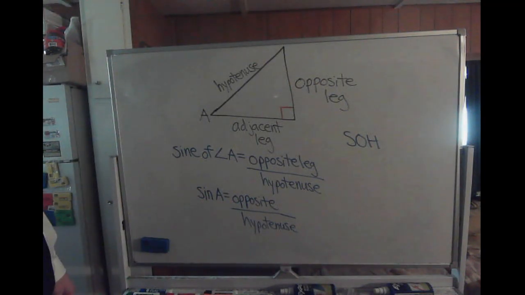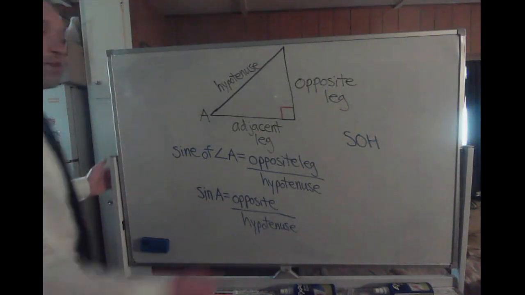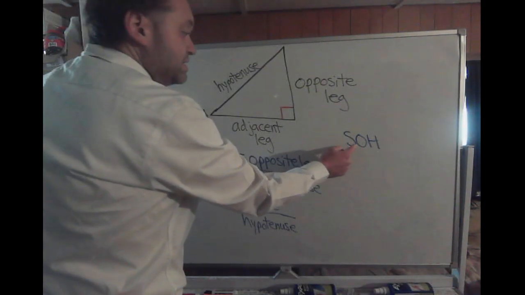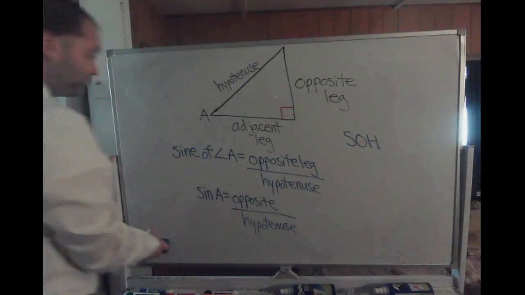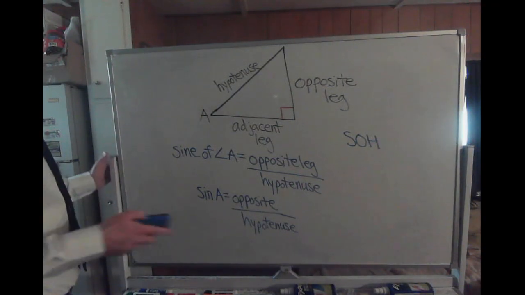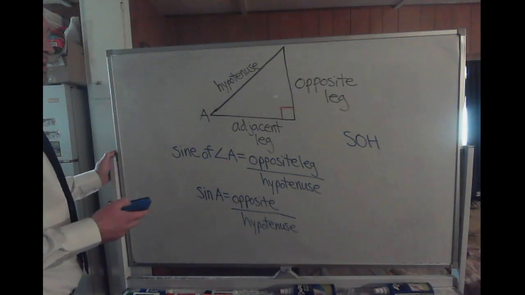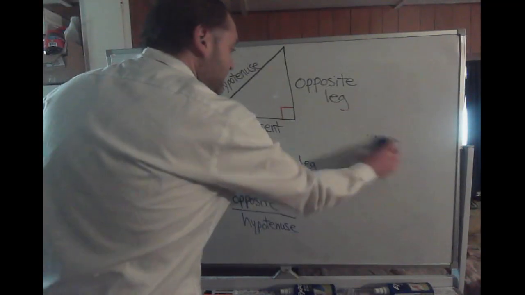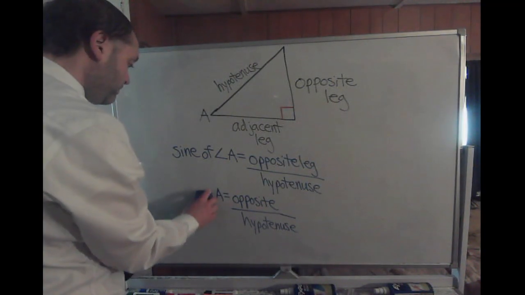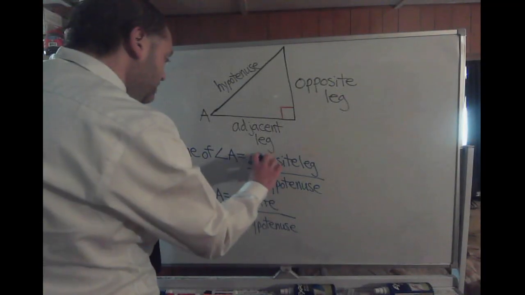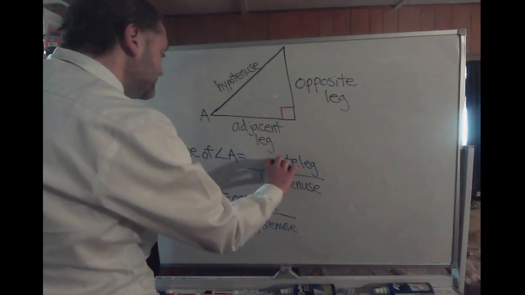If you want to remember sine, remember the acronym SOH. Sine, opposite over hypotenuse, for SOH. So that's the sine ratio. And then we're going to talk about the cosine ratio, which is sort of similar, but it's a little bit different.